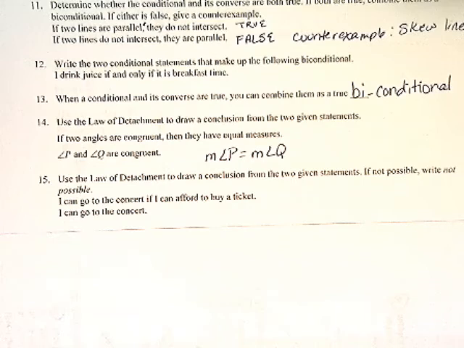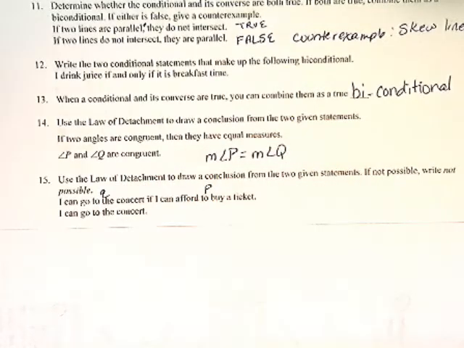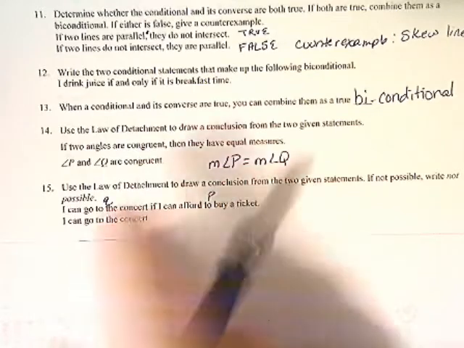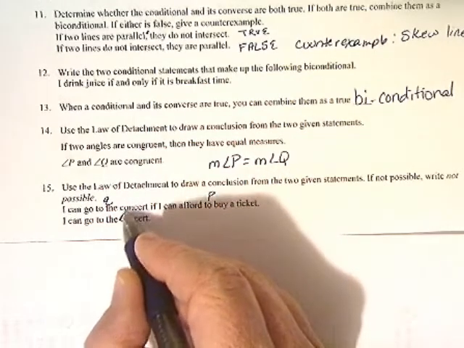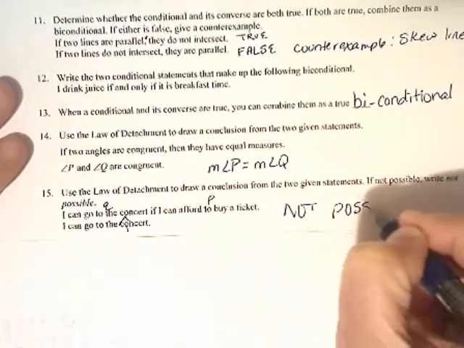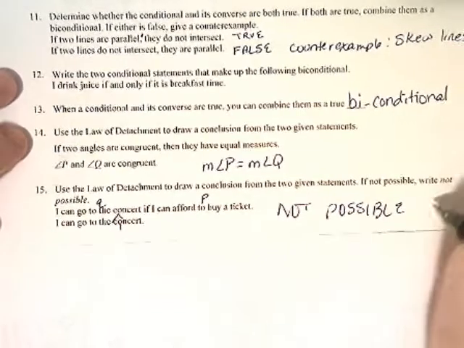15. Use the law of detachment to draw a conclusion from the two given statements. If not possible, write not possible. I can go to the concert if I can afford to buy a ticket. Okay. So for number 15, here's your hypothesis. Here's your conclusion. Okay? It's written reverse from what we normally would see. If I can afford to buy a ticket, then I can go to the concert. The "I can go to the concert" part ties to the conclusion. So it is not possible to draw a conclusion here.